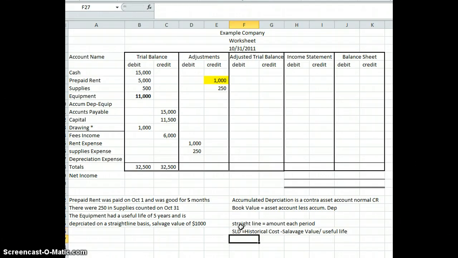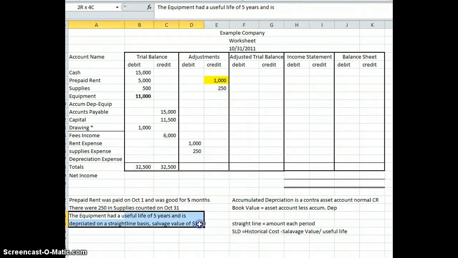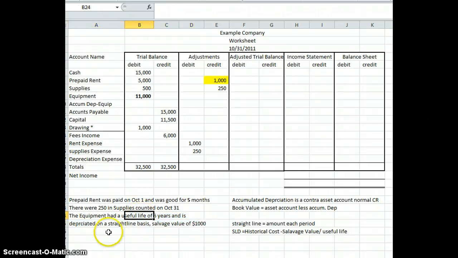And you want to be careful. Here our useful life is given in years, but we're doing our worksheet for a month. So we want to make sure that we change 5 years into the number of months. 5 years times 12 months in each year would give us 60 months. So we'll do our example here. We're going to have 11,000, the amount here in your sheet, minus salvage, which I gave you here is $1,000.